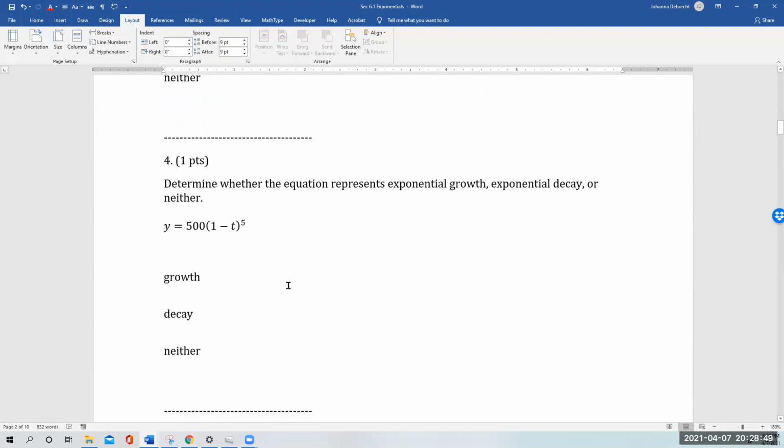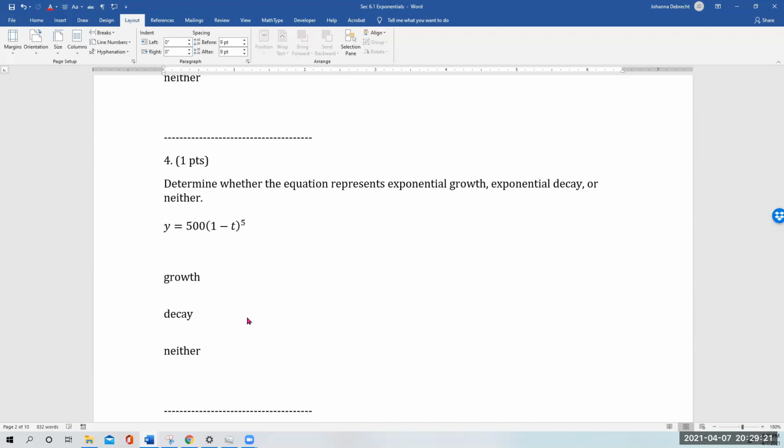It says determine whether the equation represents exponential growth, exponential decay, or neither one. In this case, notice that our base is 1 minus t inside the parentheses. The 500 is not a part of the base. It's being multiplied by the parentheses. The base is the parentheses. The power, however, is a 5. And because the power is not the variable, this is not an exponential equation.